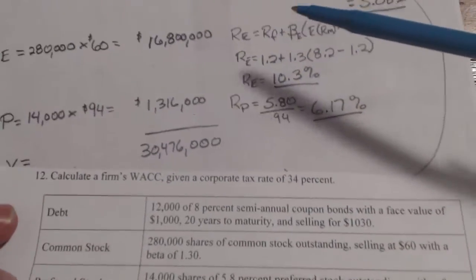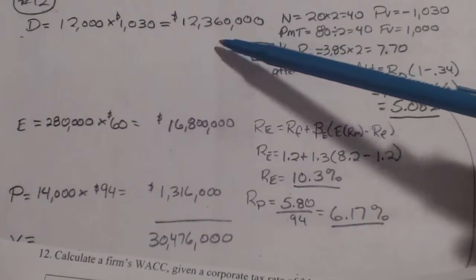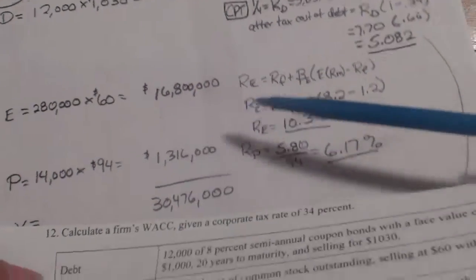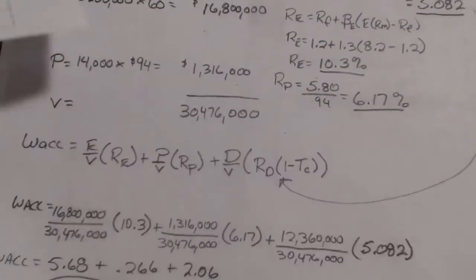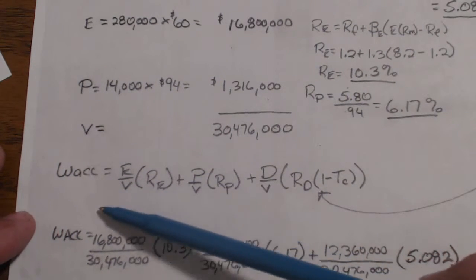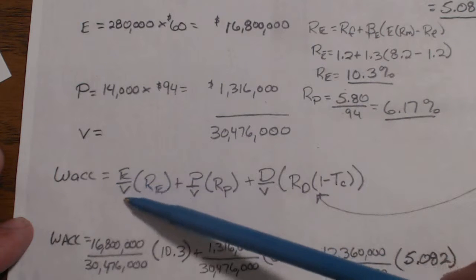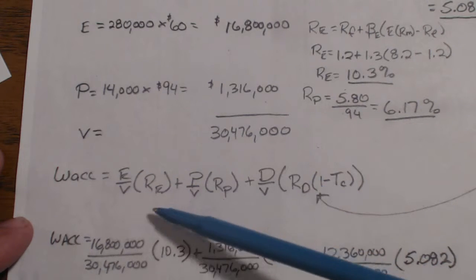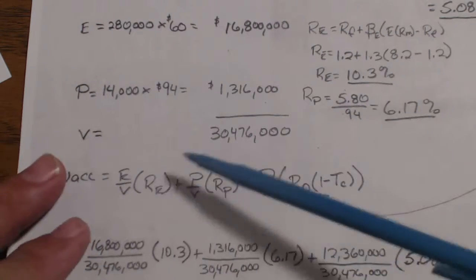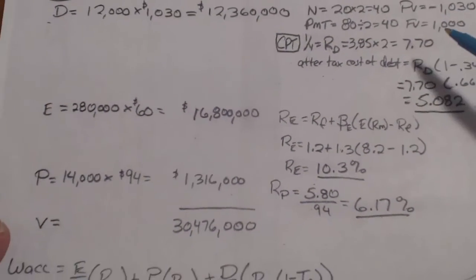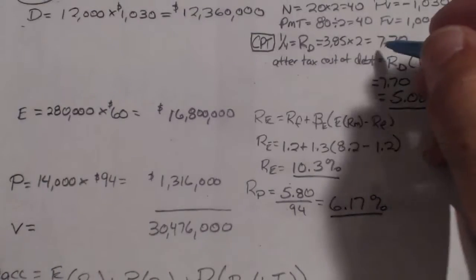Now you just take the weights of all these: the 12,360,000 over the 30, 16.8 over the 30, 1,316,000 over the 30. That's how you figure out the WACC. It's just the weighted average cost of capital. So the weight for the equity, which is the equity value over the total value, V, times the return, which was 10.3.